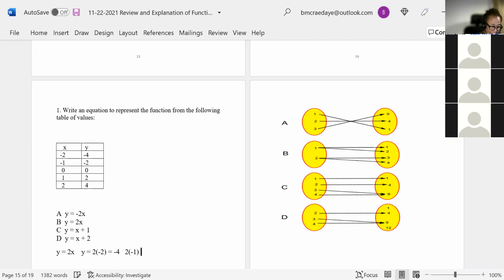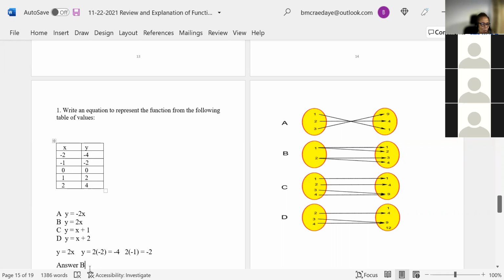It's a -2. That's right, -2. Isn't that what you have in the table? Yeah. -2. What's 2 times 0? 0. That's what you have. What's 2 times 1? It's 2. And what's 2 times 2? 4. So Latoya is correct, right? Answer B.